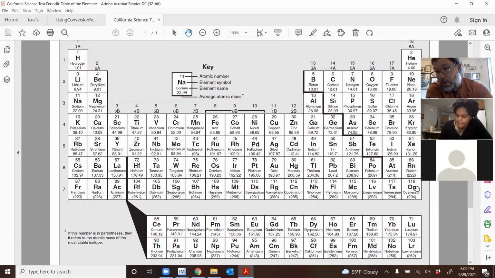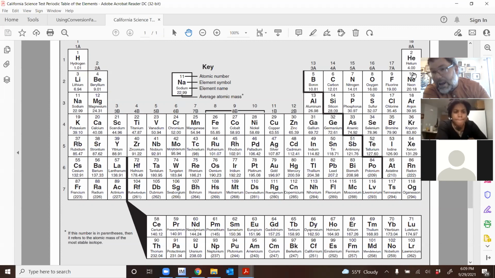So now you know the nicknames for 4 different groups on the periodic table. Group 1 are the alkali metals. Group 2 are the alkaline earth metals. Group 7 are the halogens. And group 8 are the noble gases.